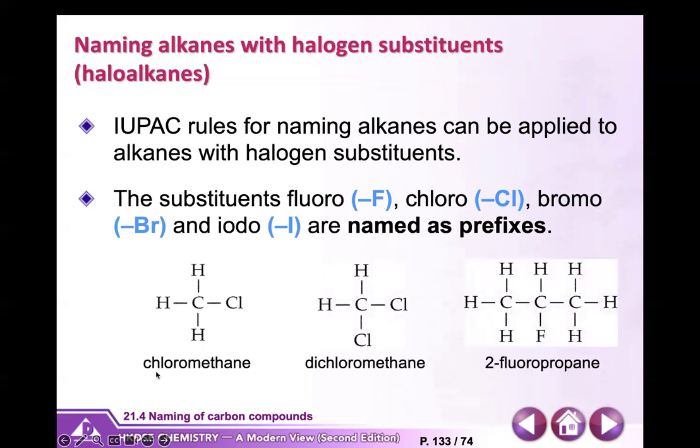So we will have the prefix chloro and then one carbon, methane. And if there are two chloro groups, just similar to what we have with dimethyl, we have dichloromethane. While if we have a fluorine atom attached to a propane, on the second carbon, this will be 2-fluoropropane.